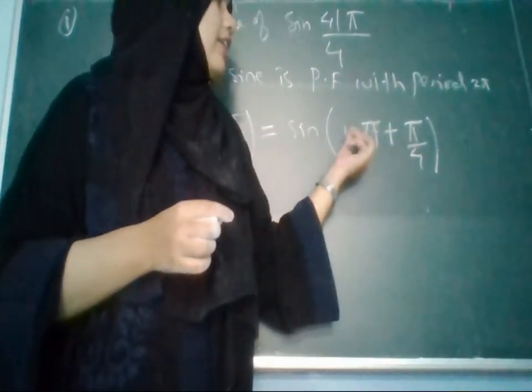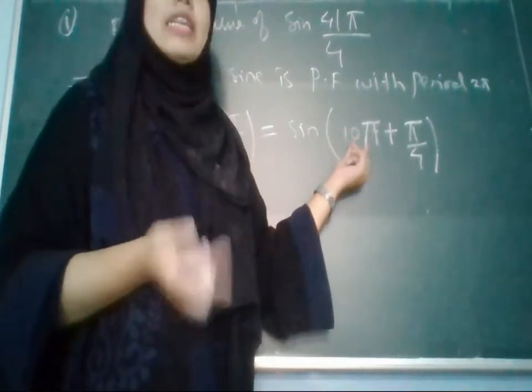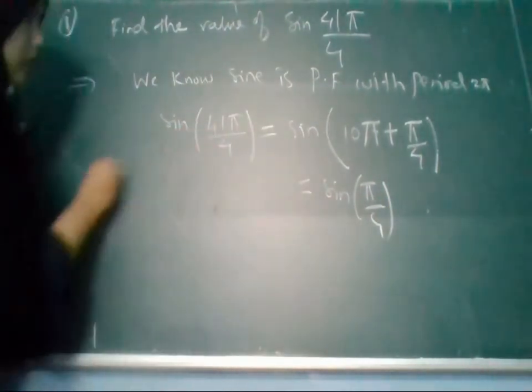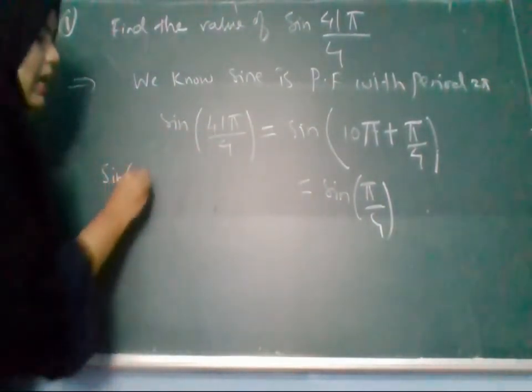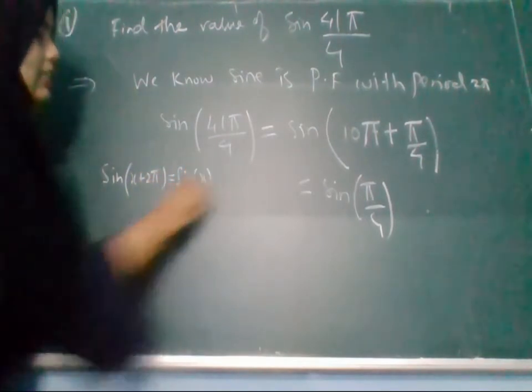And we know that sine is a periodic function with a period 2 pi, and here 10 pi is a multiple of 2 pi. Yes, so it will only be sine pi upon 4. I hope this is clear, because sine of x plus 2 pi is the same as sine x.